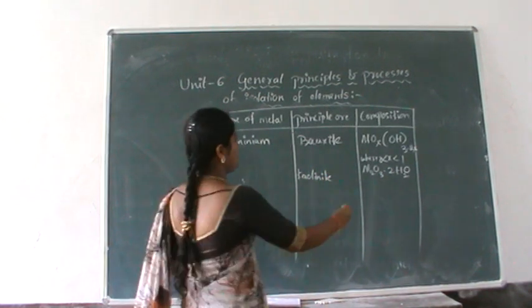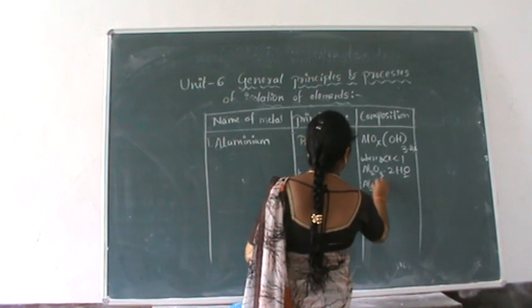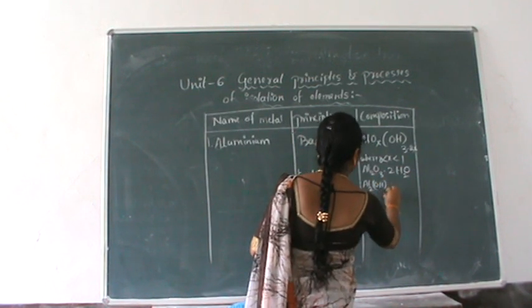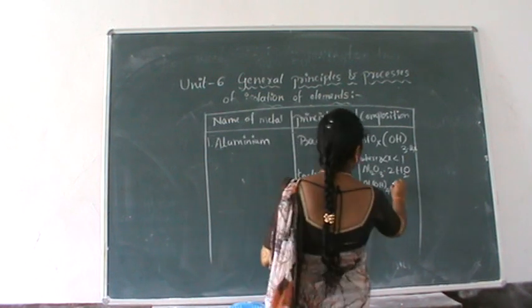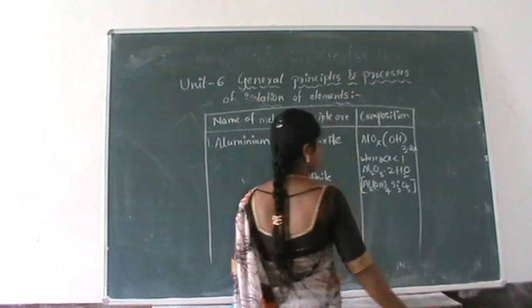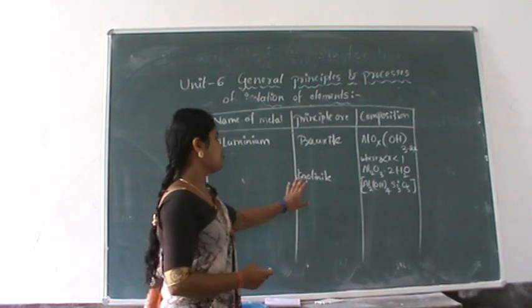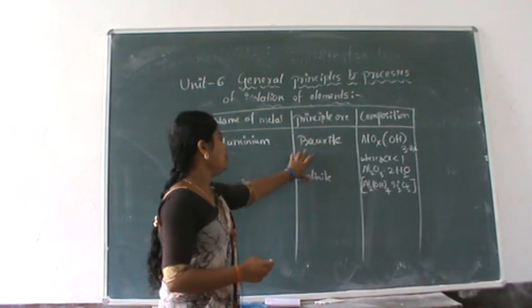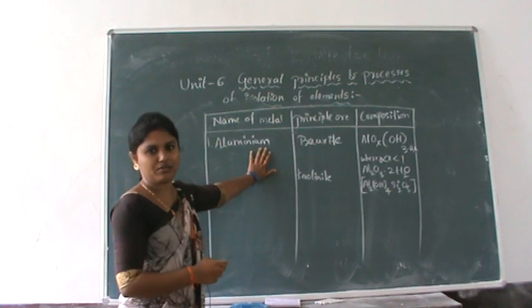Composition, it is Al2(OH)4 Si2O5. It is the composition of kaolinite. These are the main ores of aluminum.